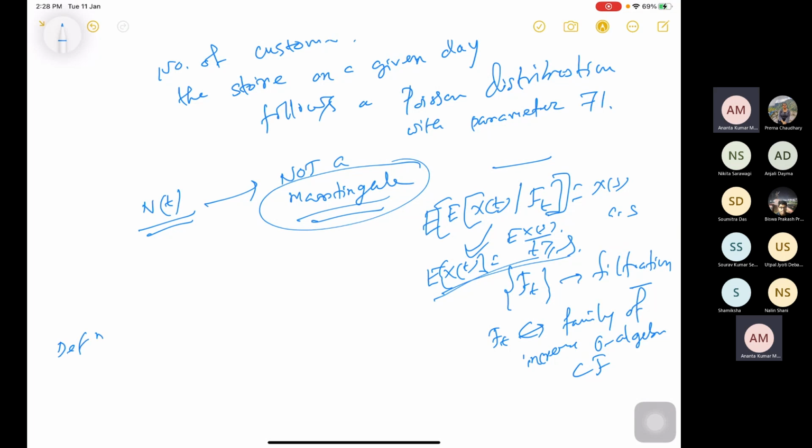So maybe the definition I can say: N tilde t I denote as N_t minus lambda t. I am subtracting this quantity lambda t. This is called the compensator. Okay, so that my N tilde now becomes a martingale. That we will check later on, but this is the main motivation. So this lambda t is called the compensator of N_t, and N tilde is called the compensated Poisson process, since you are subtracting the compensator.